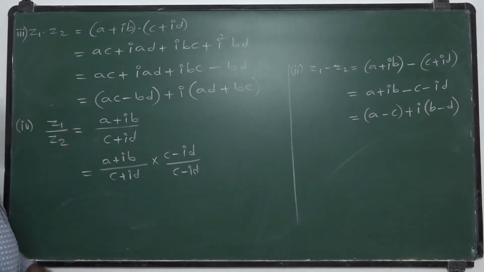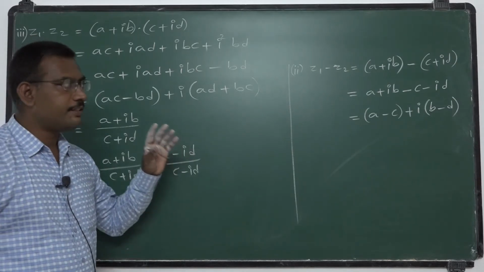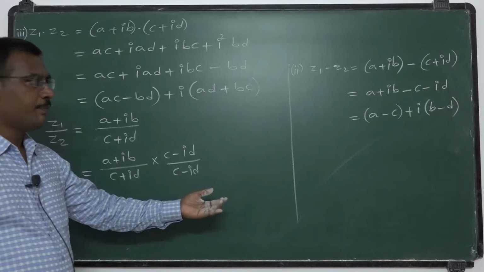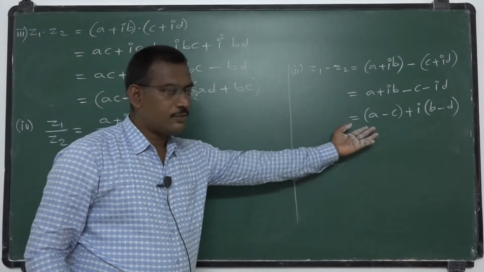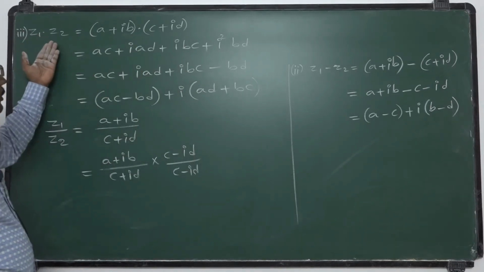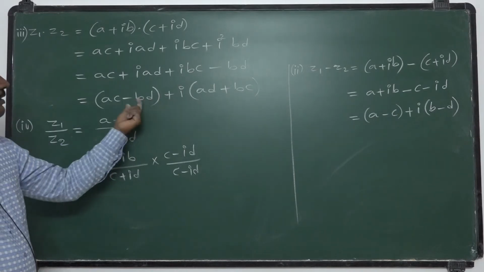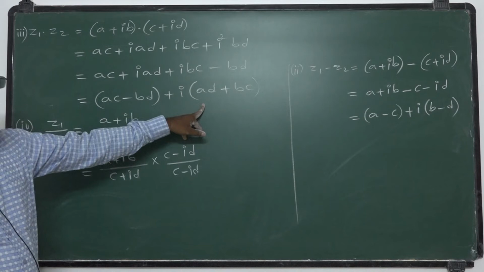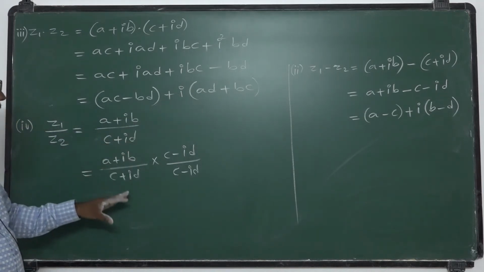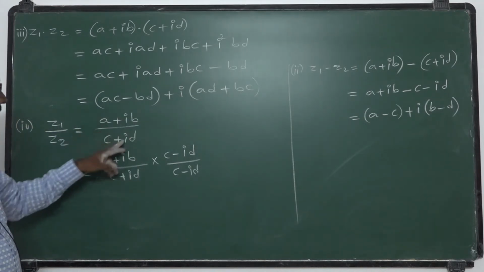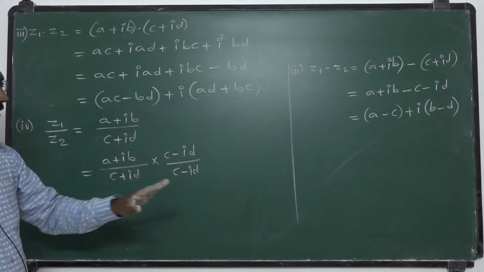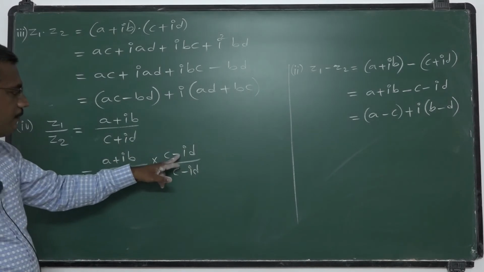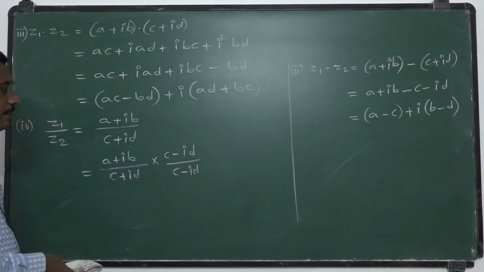So if z1 and z2 are complex numbers, z1 plus z2 is also a complex number, and z1 minus z2 is also a complex number. z1 into z2 is also a complex number, also in the form of a plus ib. So here also we can express this number in the form of a plus ib, so we multiply numerator and denominator by c minus id.